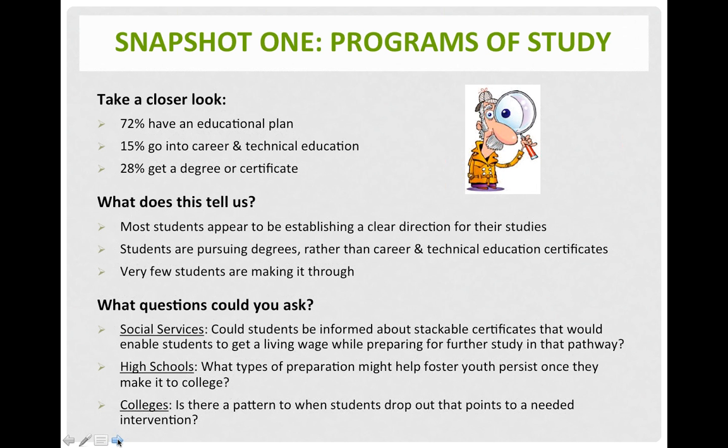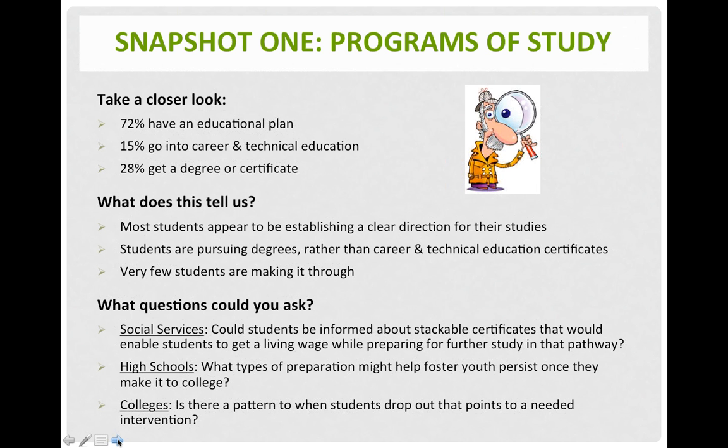For high schools, one of the things that you might want to look at in this is what's happening where we've got students that appear directed when they come in, but they don't make it. So what is it that we could do to help prepare foster youth to persist better once they make it to college? And this is really going to require a pretty extensive dialogue with your college partners to understand what's happening to students once they get to college that you have any control over supporting.